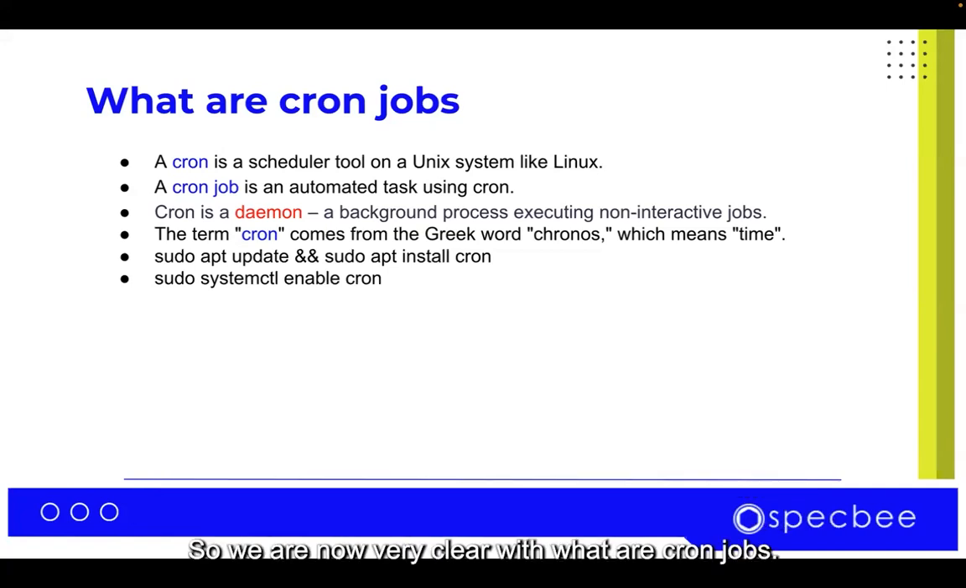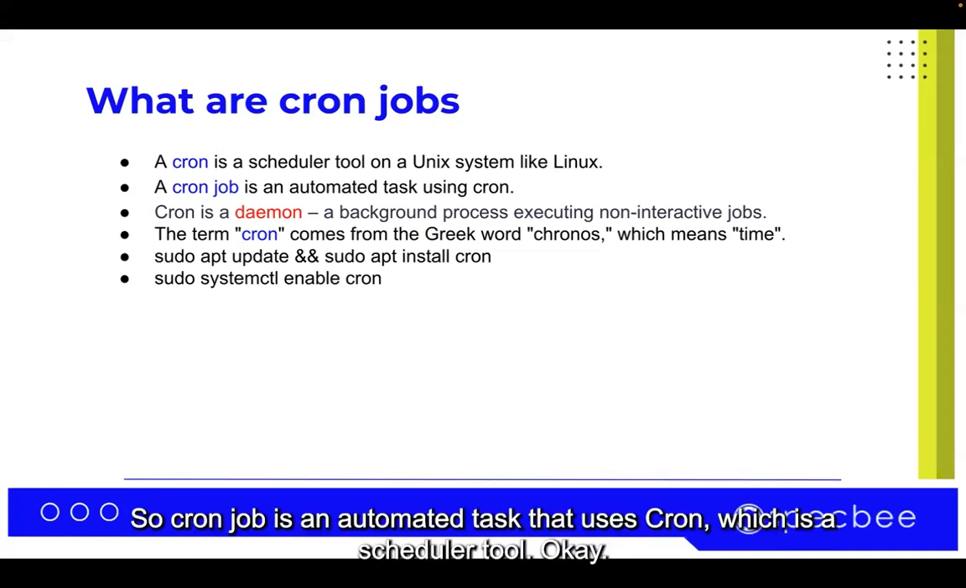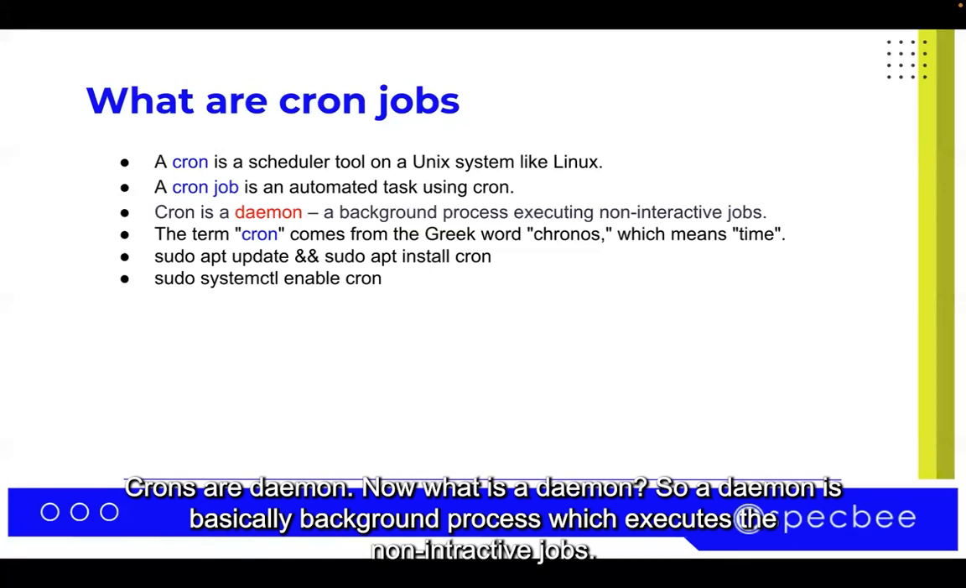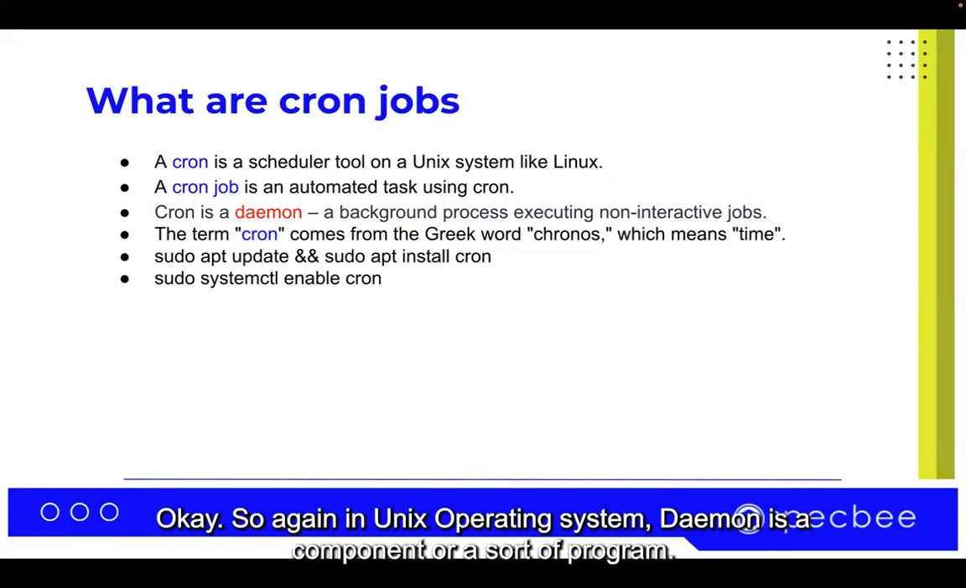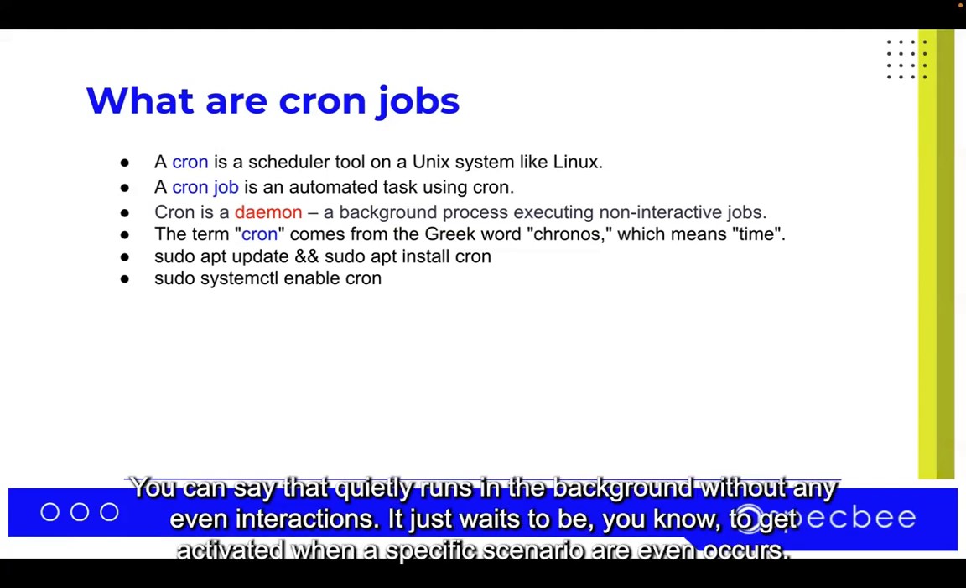So we are now very clear on what cron jobs are. A cron job is an automated task that uses cron, which is a scheduler tool. Crons are daemons. Now, what is a daemon? A daemon is basically a background process which executes non-interactive jobs. Again, in the Unix operating system, a daemon is a component or a sort of program that quietly runs in the background without any human interaction. It just waits to get activated when a specific scenario or event occurs.